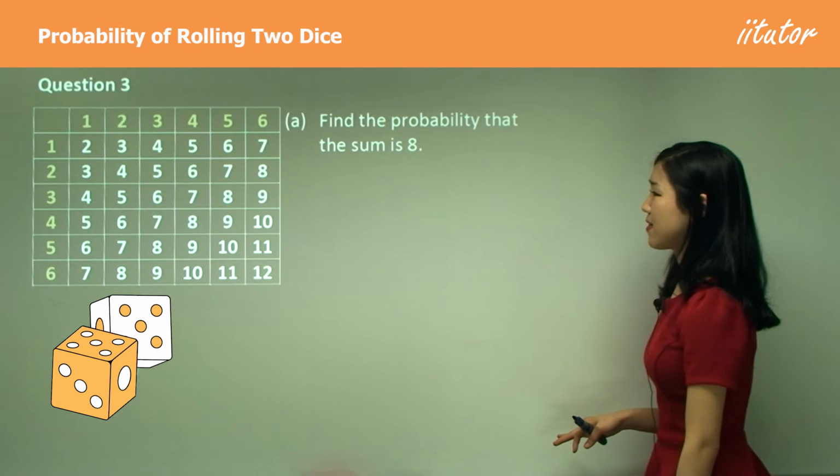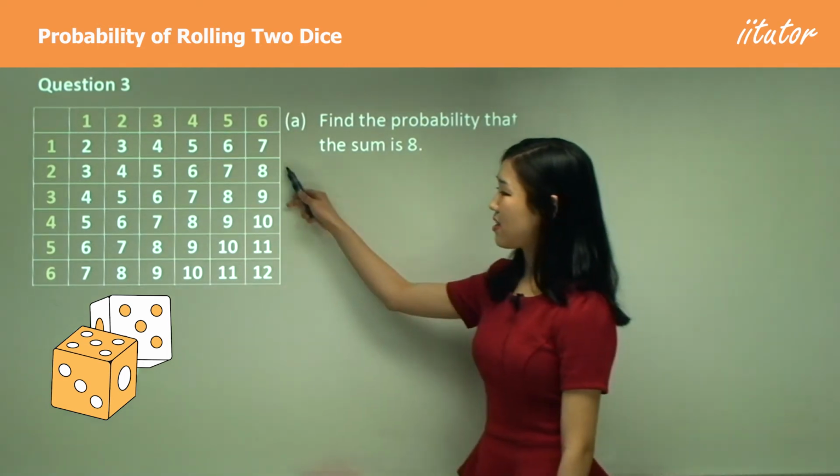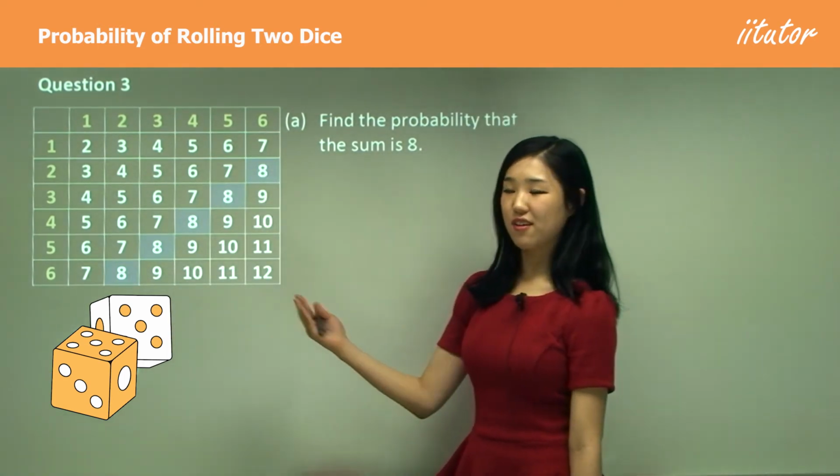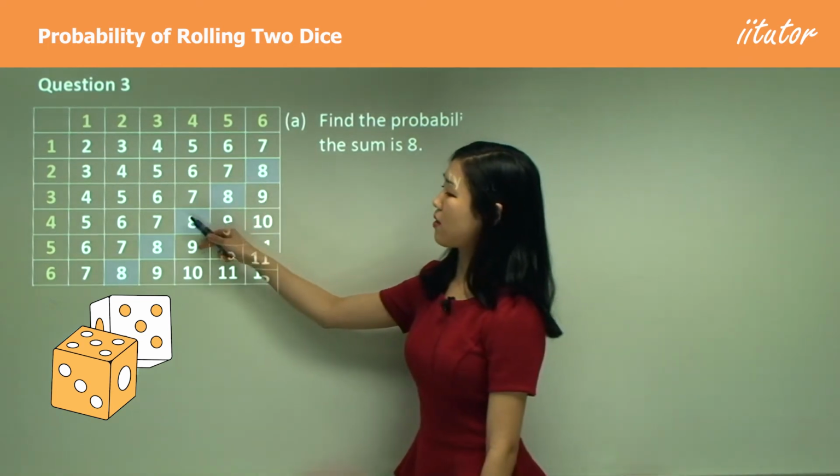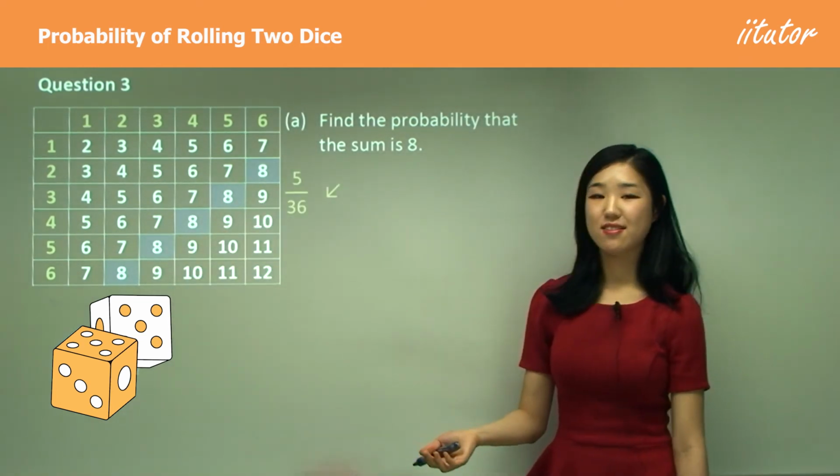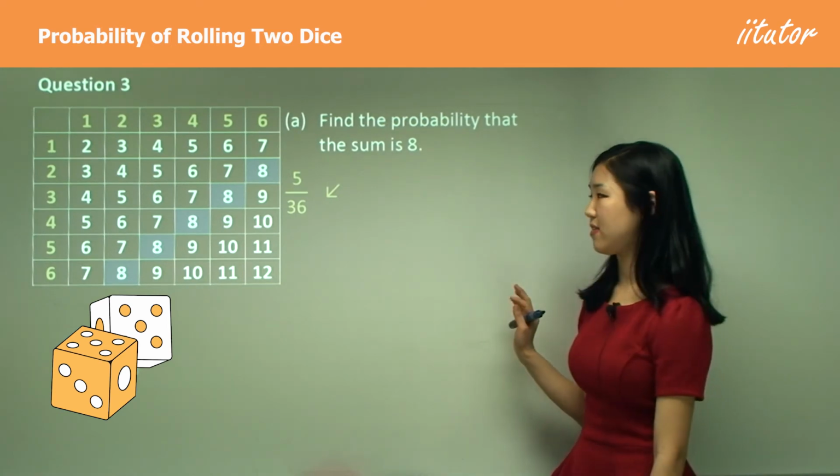Find the probability that the sum is 8. Well, you can see that these ones, the sum is 8. It's just there for you. So you can see that that's 1, 2, 3, 4, 5, so 5 out of 36. And we can't simplify that any further, so that's the answer.